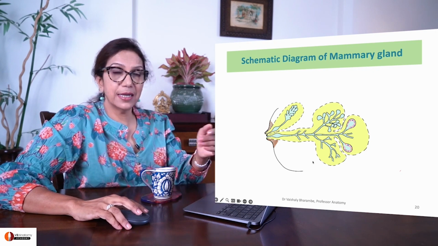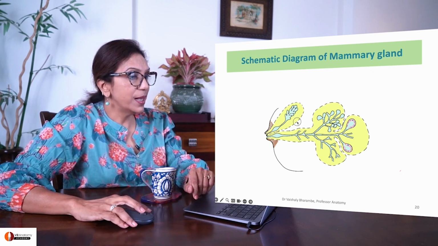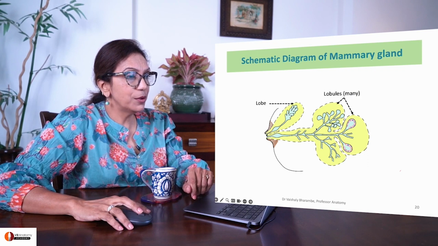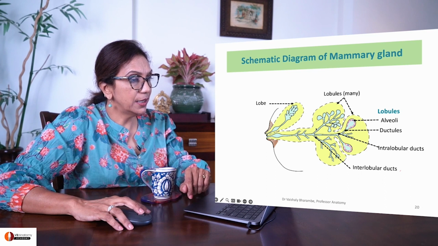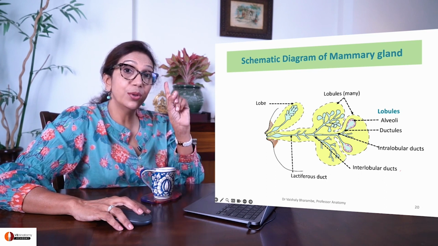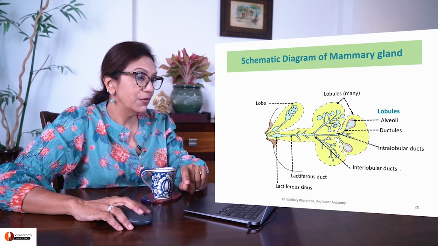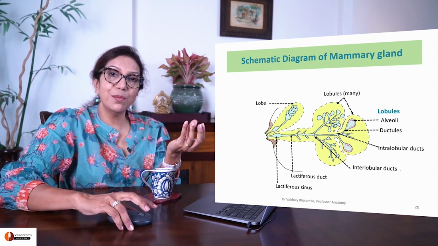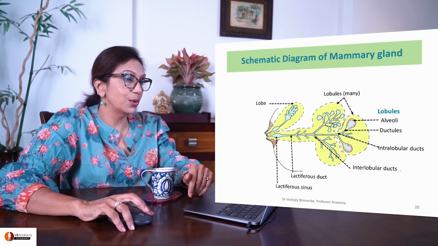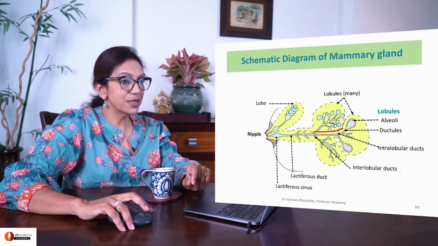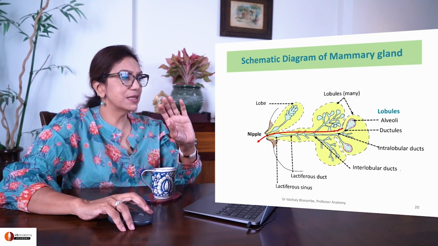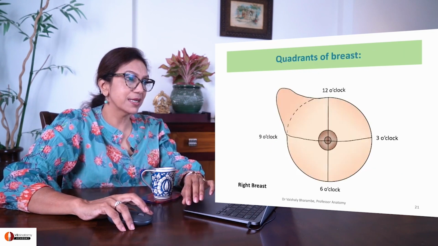As you can see, this is another schematic diagram. This is one lobe. Each lobe is made up of several lobules. Each lobule is made up of alveoli, which drain into ductules, which drain into intralobular ducts, interlobular ducts, finally drain into its own lactiferous duct, which dilates to form lactiferous sinus just beneath the areola and finally opens on the surface of the nipple. So the milk flows in this direction. This is the basic structure of a mammary gland.